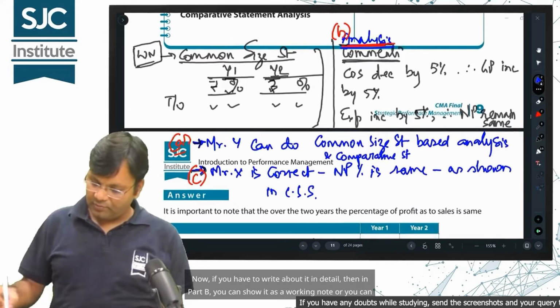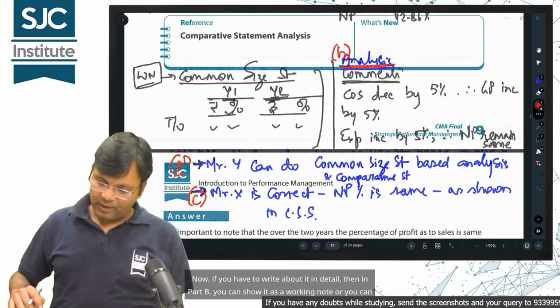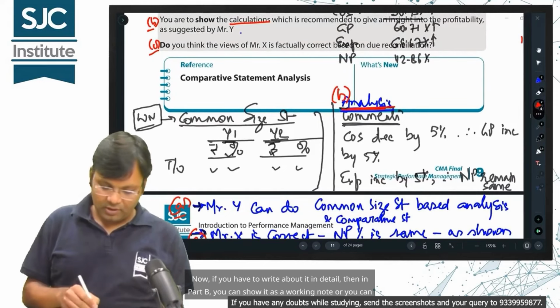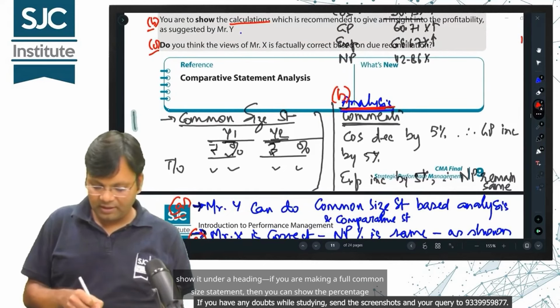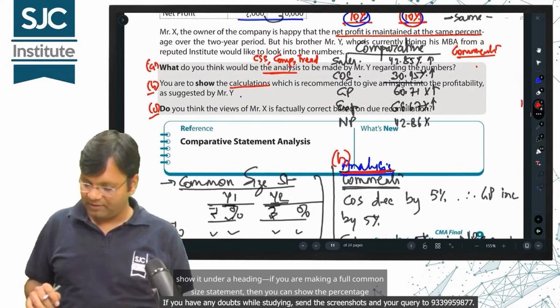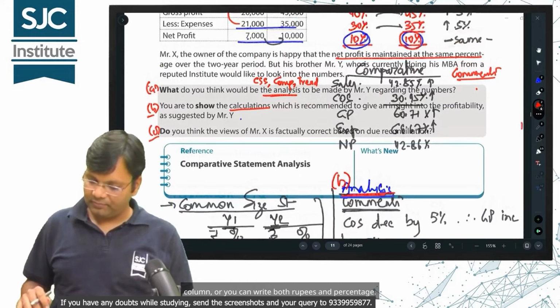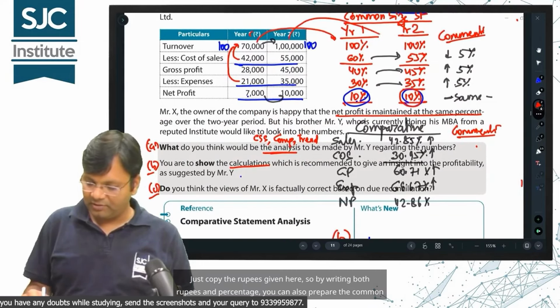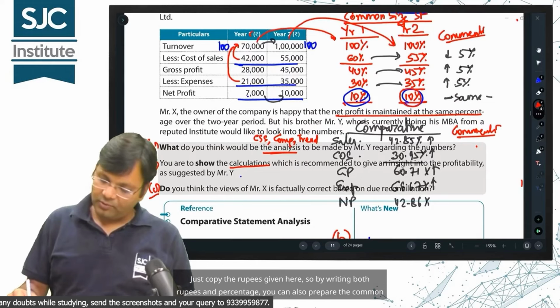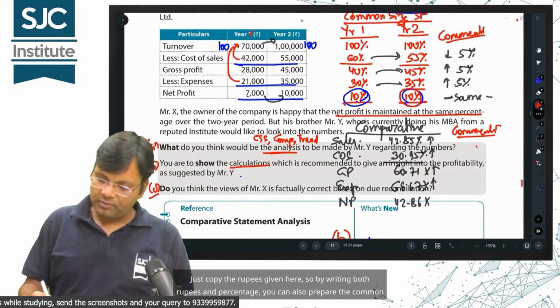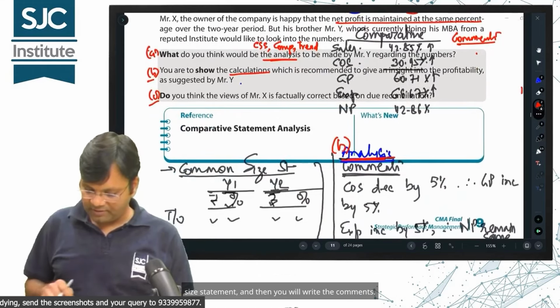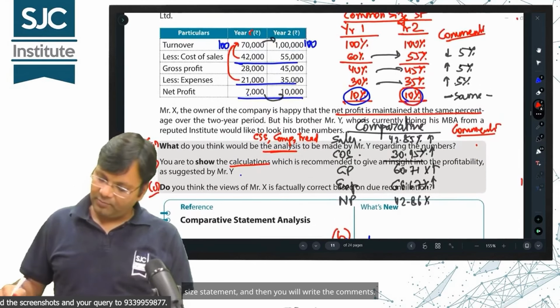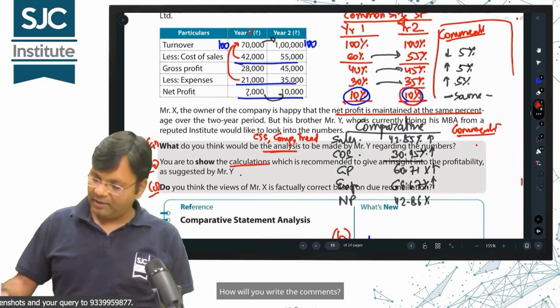Now, if you have to write about it in detail, then in part B, you can show it as a working note or you can show it under a heading. If you are making a full common size statement, then you can show the percentage column or you can write both rupees and percentage. Just copy the rupees given here. So by writing both rupees and percentage, you can also prepare the common size statement and then you will write the comments. How will you write the comments?